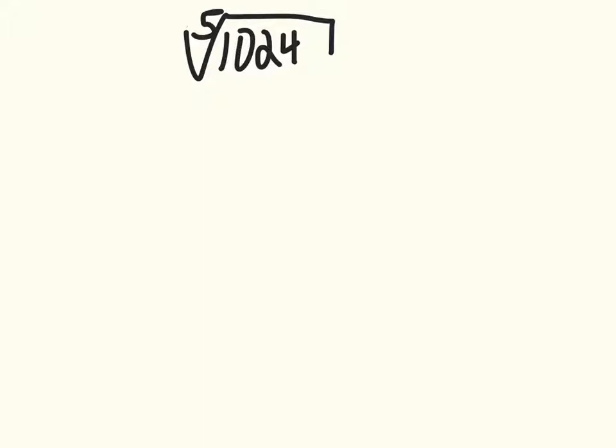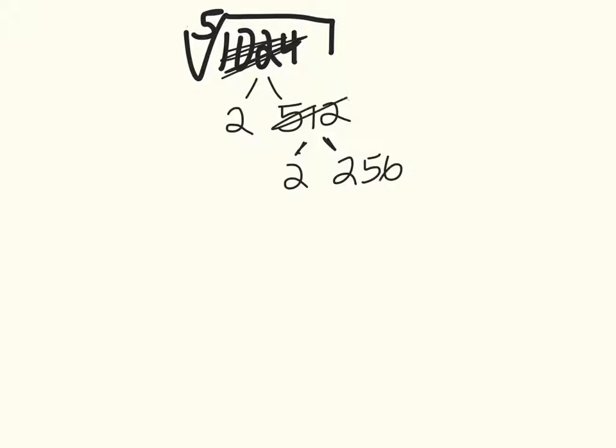Alright, let's do it. I know because 1024 is even that the number 2 can come out of it. 2 times 512. Well, 512 is also even, so I'm going to pull a 2 out of it. 2 times 256. 256, also even. Let's pull a 2 out of it, and I get 128. 128 is even, so I get 2 and 64.